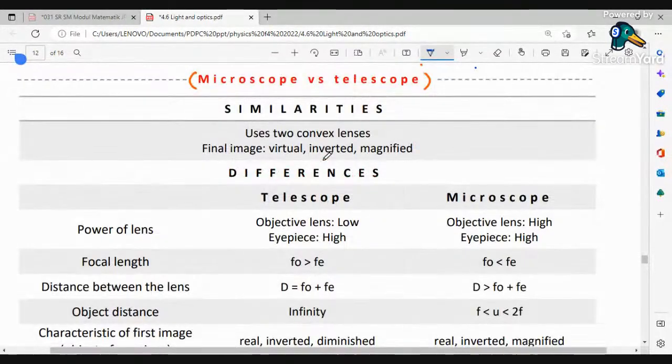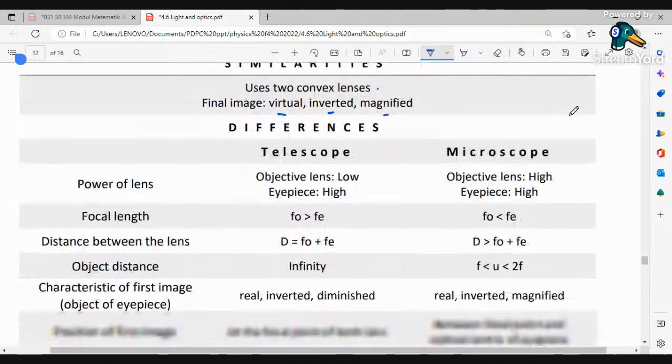The similarities, apakah persamaan? Both use two convex lenses, the objective lens and the eyepiece. The final image is the same, virtual, inverted, magnified compared to the first object. Okay, the first object. Differences, ada banyak tips yang kita boleh nampak untuk hafalkan ini.